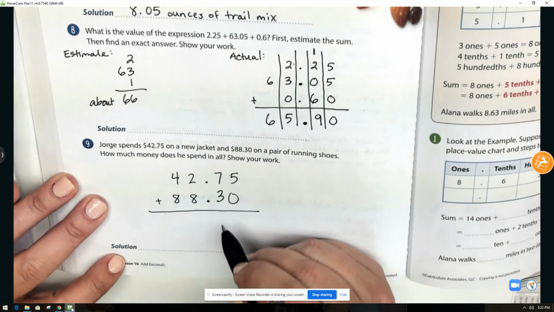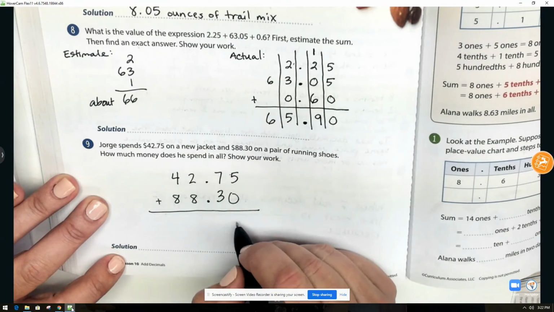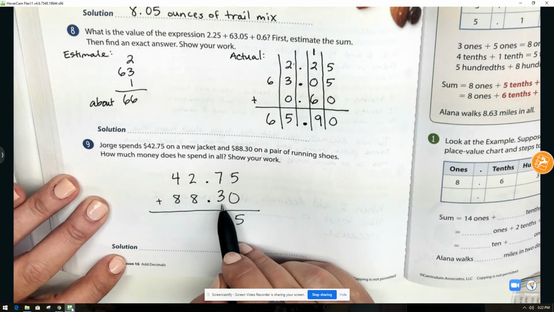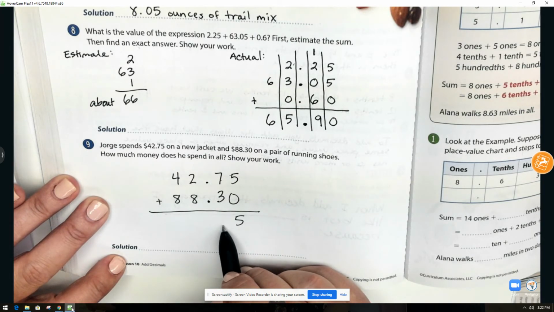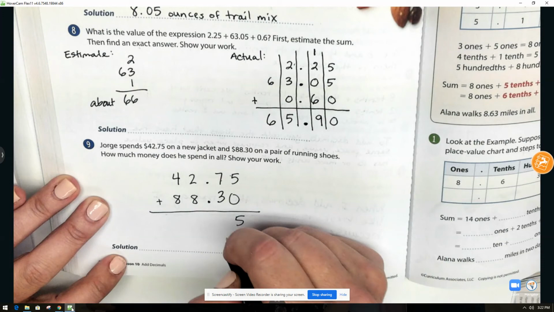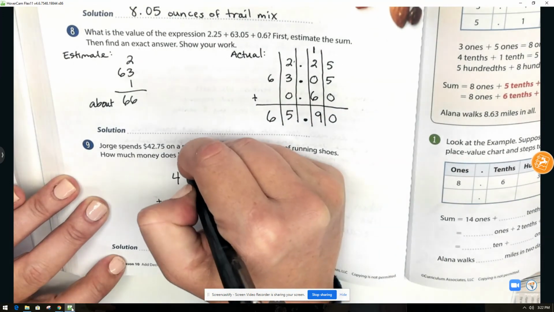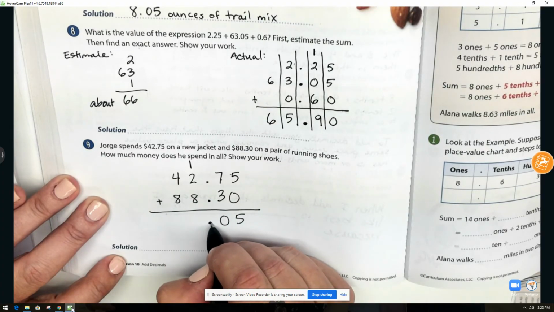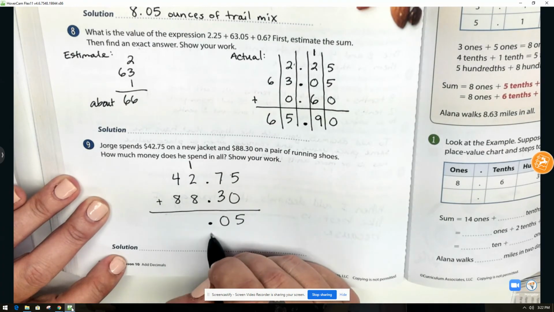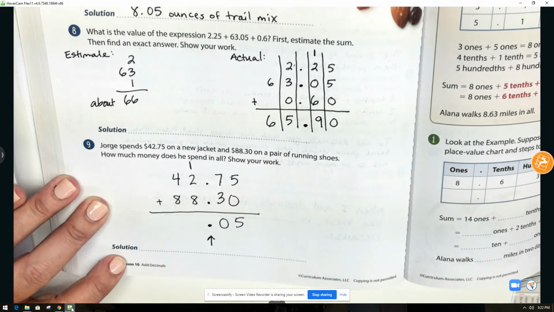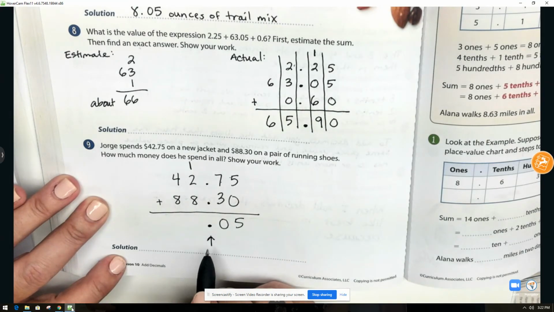All right, let's go ahead and add. 5 plus 0 is 5. 7 plus 3 is 10, which gives us 10 tenths, which we know, what does it do? It regroups. That 10 tenths regroups to one whole. So we're going to put a 0 here and carry that one whole over to our ones. Then we're going to bring our decimal straight down. That is the most important part. Do not forget your decimal, because otherwise this number will mean something entirely different if you don't have that decimal.